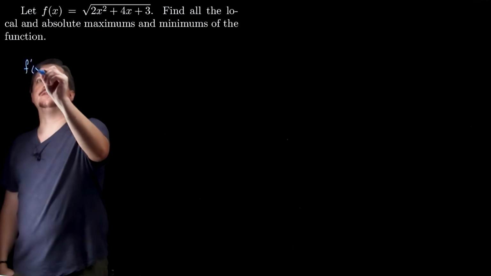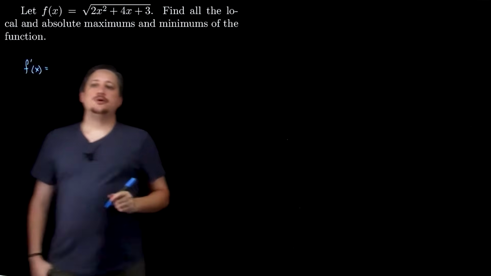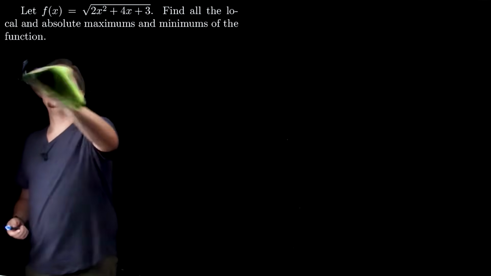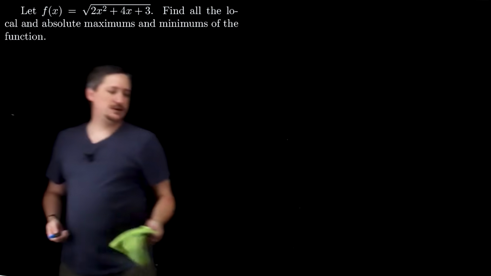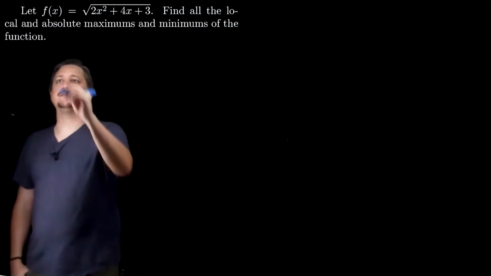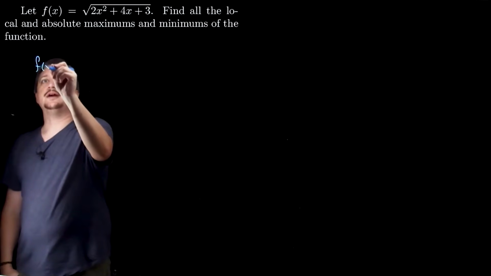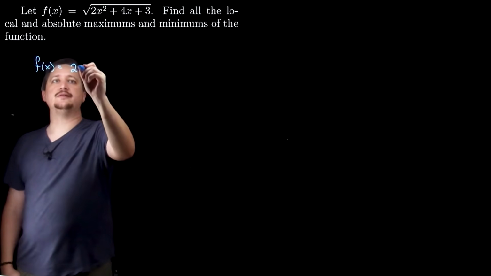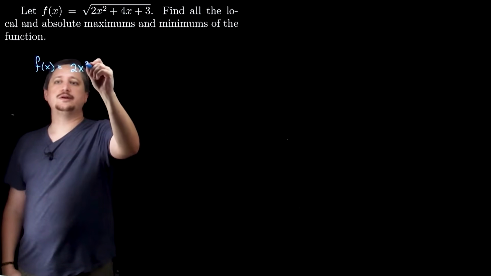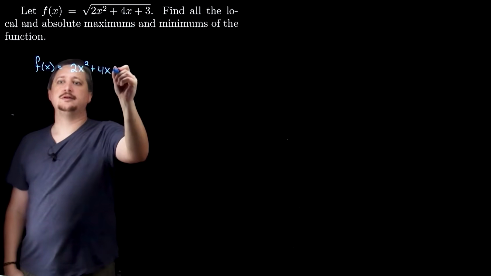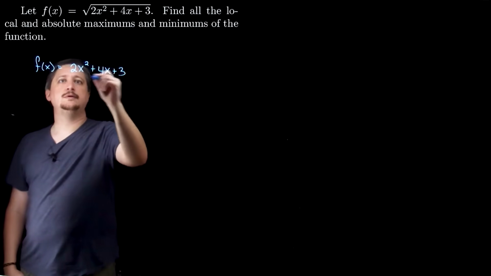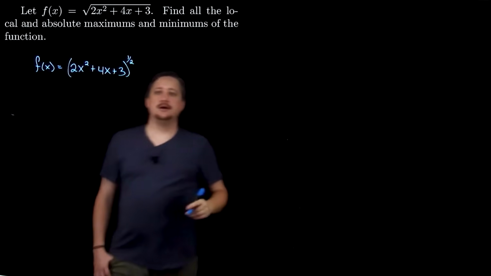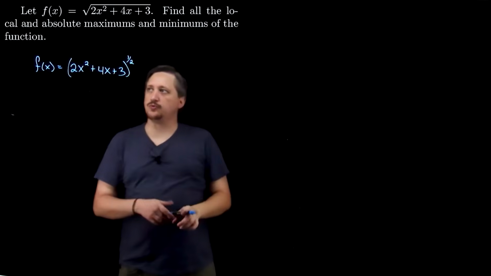So start by calculating f prime. In fact, even before I do f prime, I'm going to rewrite f in a way that makes it easier to take a derivative, right? So I'm going to say, okay, f of x, which is this square root thing, I'm going to write it as 2x squared plus 4x plus 3, all to the 1/2, right? That way I can use my power rule, polynomial rule, whatever you want to call it.